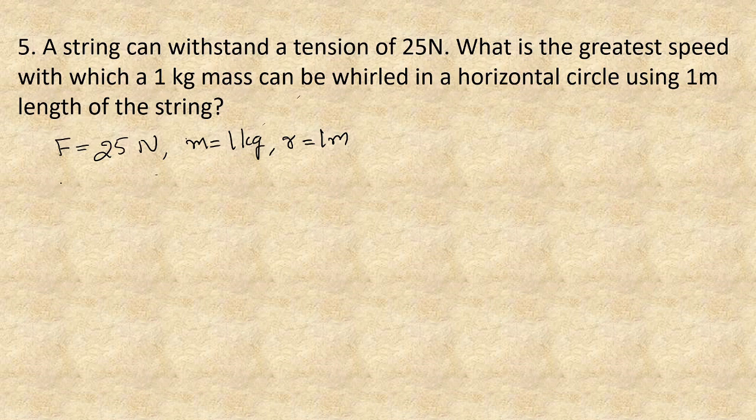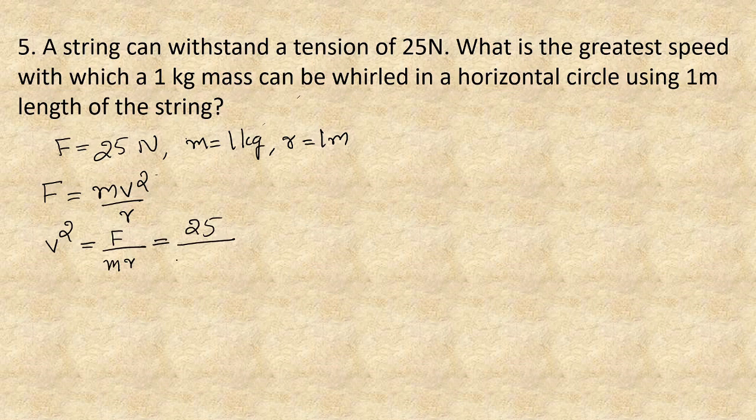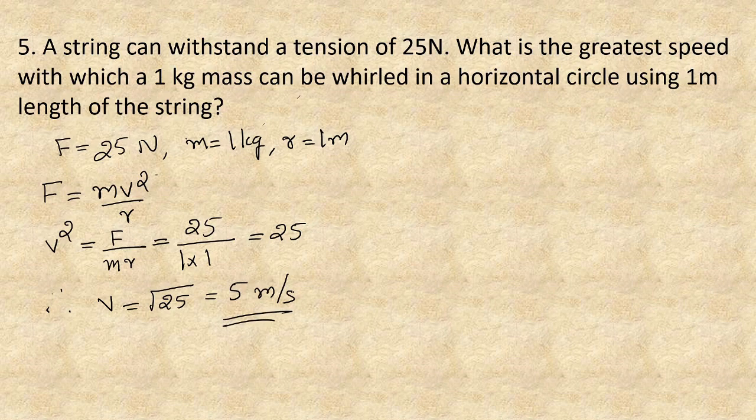The centripetal force F is equal to m v square by r. From that, first we have to find v square, that is F divided by m r. Let us substitute the values: F is equal to 25 newton divided by mass 1 kilogram and radius 1 meter. So v square is equal to 25. Therefore, the greatest speed is the square root of 25, that is 5. What is the unit? Meter per second. 5 meter per second.